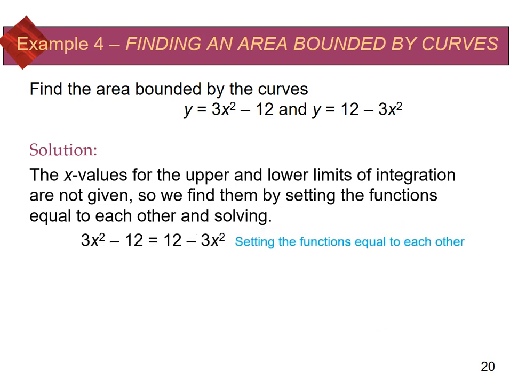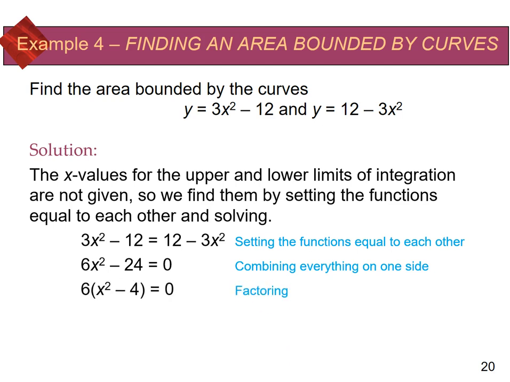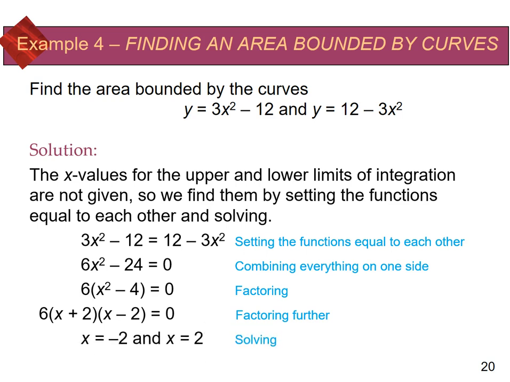So we set these equal to each other. You get 6x squared minus 24 equals 0, which means x is negative 2 and x is 2. So basically when I solve this equation, I get two different places where these graphs cross each other. So the graphs do bind off an area.